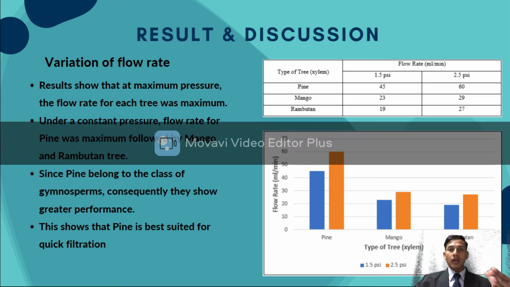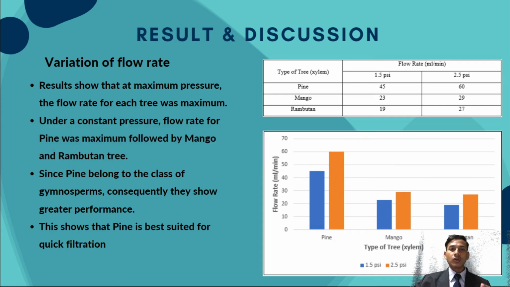Based on this table and figure, under a constant pressure, the flow rate for pine was maximum, followed by mango and rambutan. Since pine belongs to the class of gymnosperm, it shows greater performance. This shows that pine is the best suited for quick filtration.